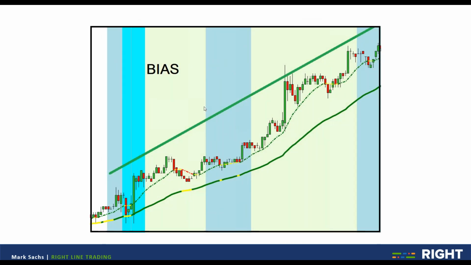Now, each of these colors has different power, which I'll review with you in the master class, but they all are long alignments. And it's the only direction you can trade and the only direction that the revolution signal will put you in.